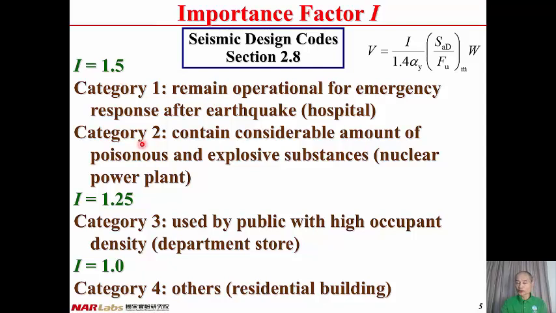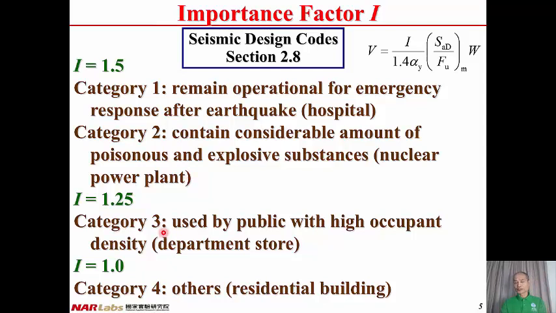In Category 2, buildings contain a considerable amount of poisonous and explosive substances, such as nuclear power plants, because the failure of this building may cause serious damage or serious loss of human lives. Therefore, this category of building is so important. Therefore, I equal to 1.5.